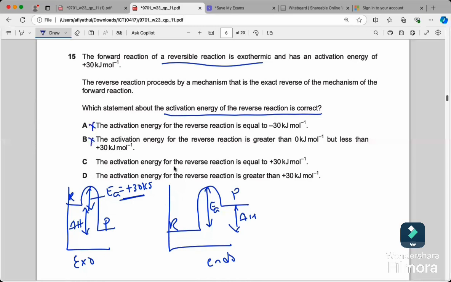A is wrong. See, is the activation energy for the reverse reaction equal to 30? No. So the option should be D, which says the reverse reaction is greater than 30. As you can see, the gap. This is the endothermic reaction, which is the reverse of the exothermic reaction. This is the complete EA, and this part is EA, which is equal to 30 kilojoule. So this EA must be greater than 30 kilojoule per mole.